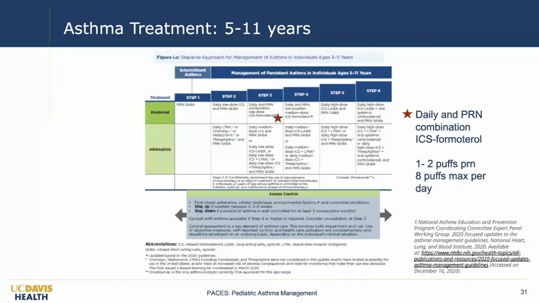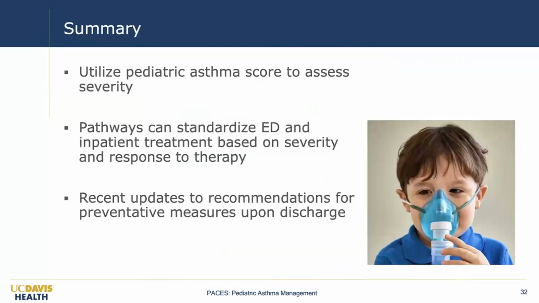And so for me, I think those are some of the biggest recent transitions in terms of how we're treating our asthmatic patients and optimizing them in terms of the standard of care. So in summary, we've talked through how to utilize our pediatric asthma score to assess severity. We've walked through pathways that can standardize ER and inpatient treatment based on severity and response to therapy. And then we've talked about some of the recent updates to recommendations for preventative measures upon discharge.